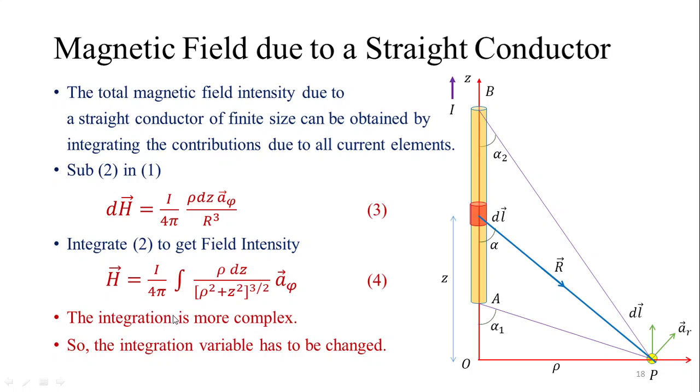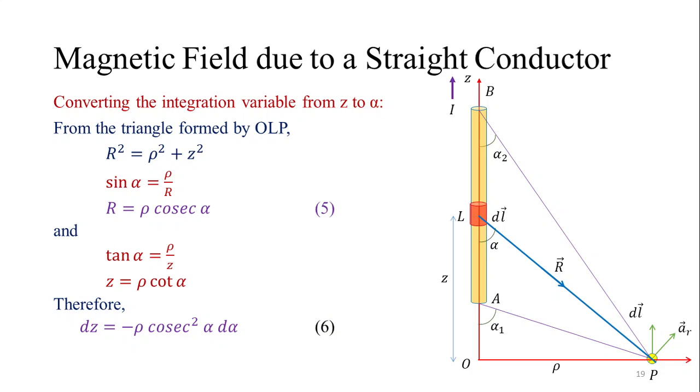So let's try to change the integration variable from z to another variable, say alpha. For that, let's first consider this triangle OLP. In this right angle triangle, if you apply the Pythagoras theorem, then you will get r square is rho square plus z square, and if the angle between z and the r vector is alpha, then sin alpha is rho by r.